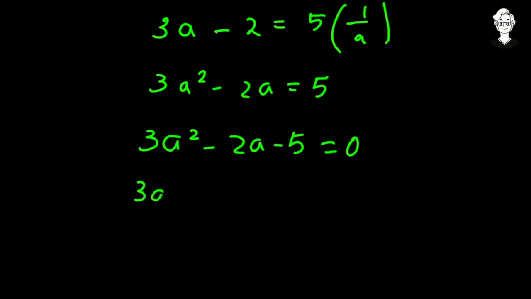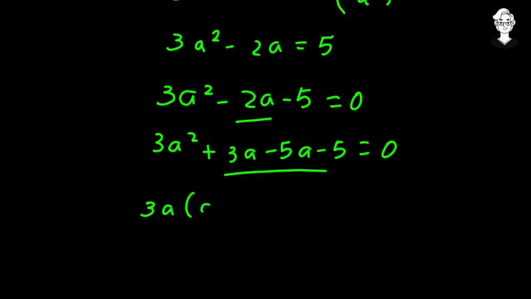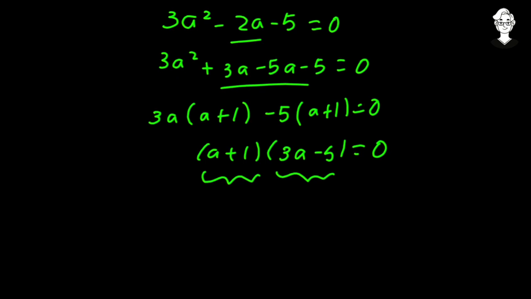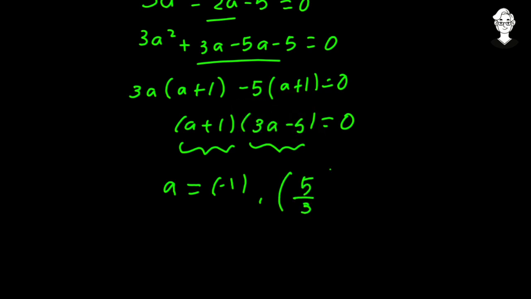So I will write 3a square plus 3a minus 5a minus 5 is equal to 0. Split it two as this way. Now you can see here 3a taken common, so a plus 1. Here negative 5 taken common, so a plus 1, and that is equal to 0. So we have a plus 1 or else 3a minus 5 is equal to 0. Now either this is equal to 0 or this is equal to 0. So when we equate both to 0, we get that from here a is equal to negative 1, and from here we obtain 5 upon 3.